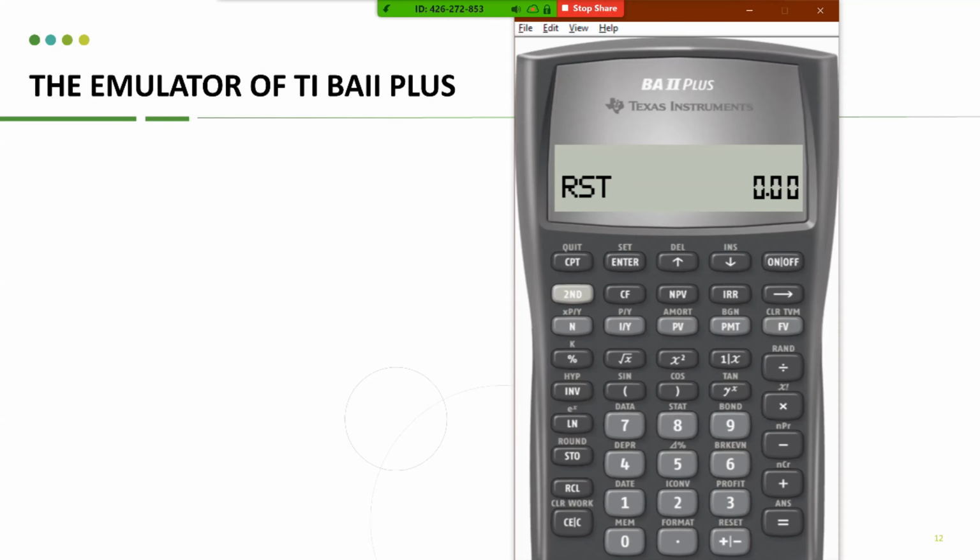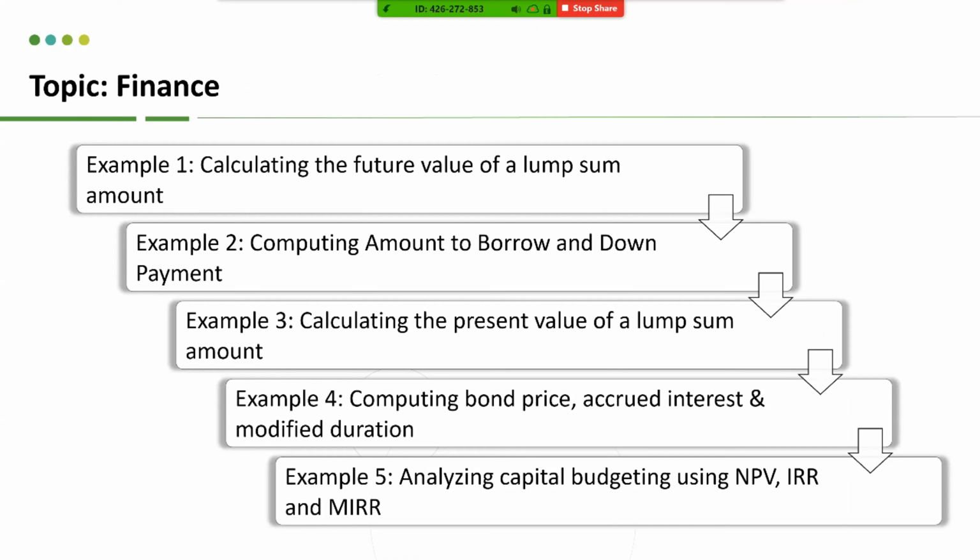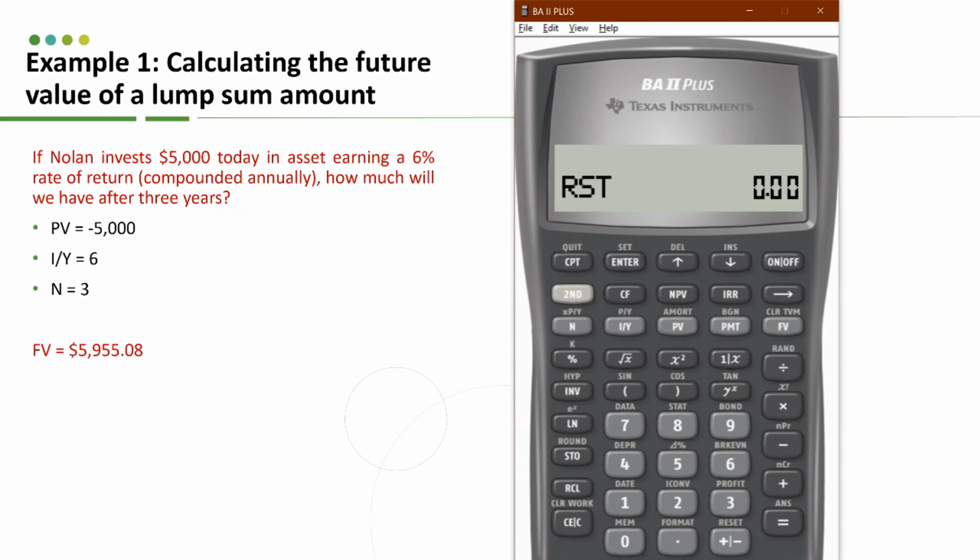Okay, so I will start with a finance topic. Basically, I have 5 examples here, but I'm not going to show all of them. I will pick and choose 1 or 3 examples. If you need further training, you can contact us after this. For the first topic, I will give one scenario, you can read from this, and then we will check the value: what is the PV, what is the I per Y, what is the N. I hope that you have basic finance knowledge in order to use the BA II Plus financial calculator.